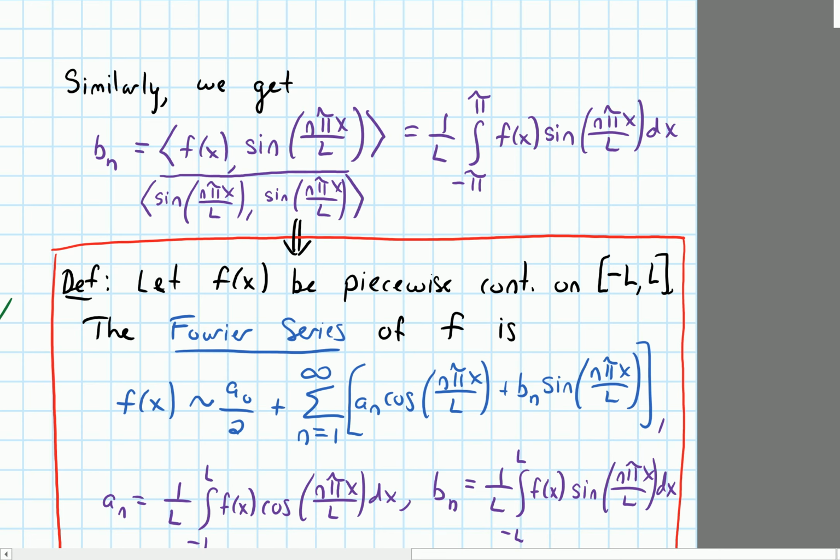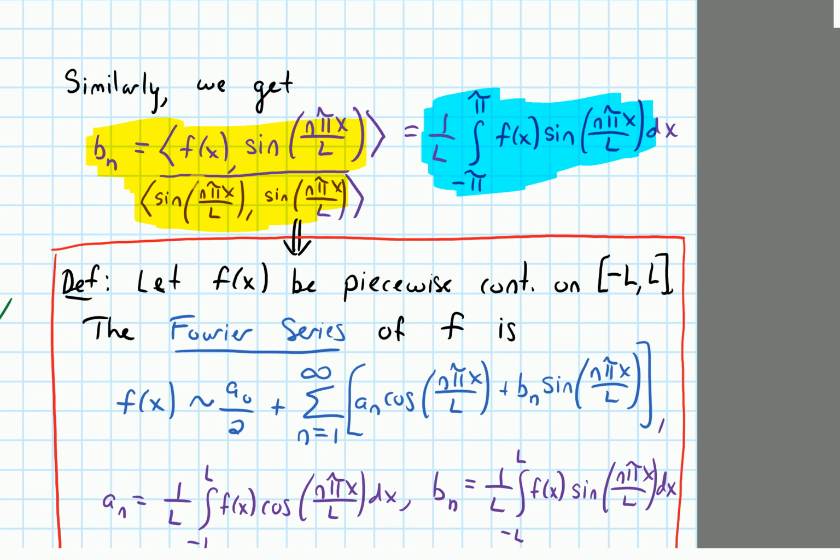And so I'm going to highlight this. This is the formula that I usually prefer to use, this inner product formula. And in the textbook, they simplify that to this form. So the integral of f of x times sine, that's the thing in the numerator. The denominator, the inner product of sine with itself, that ends up being L.